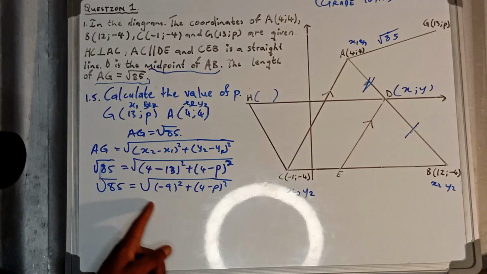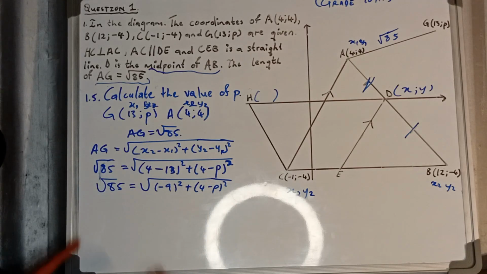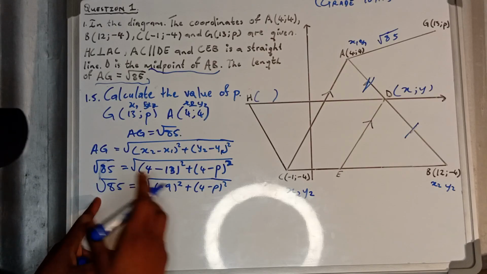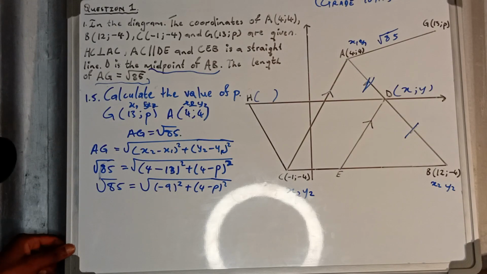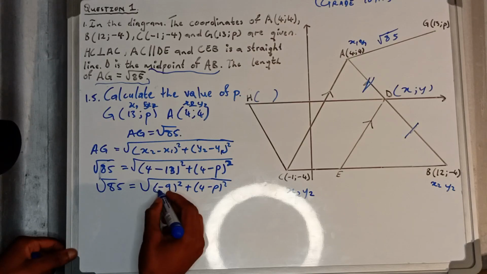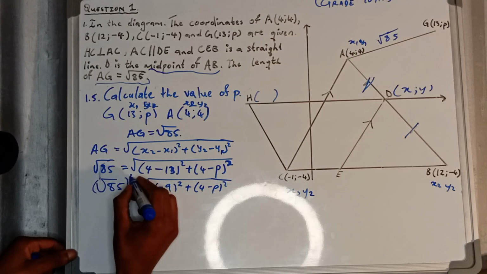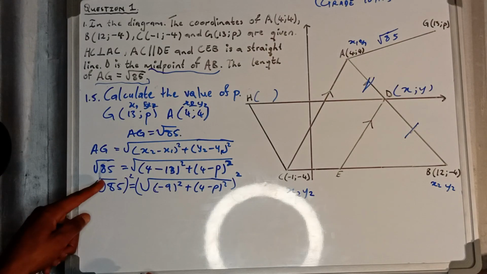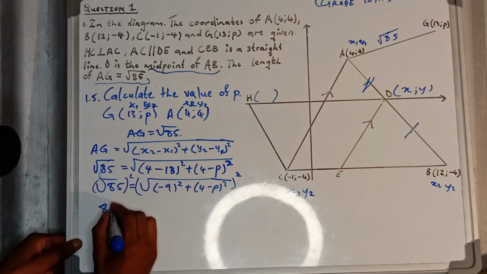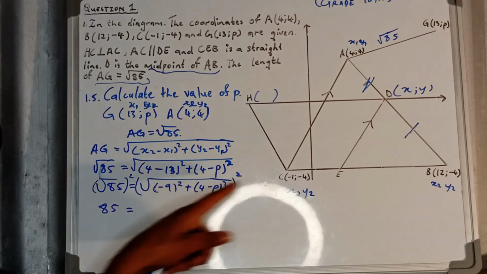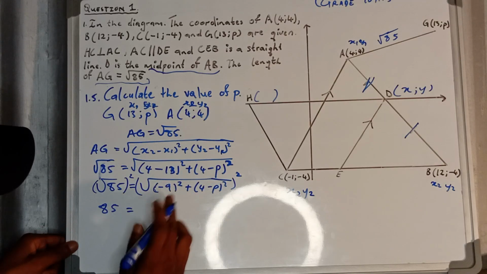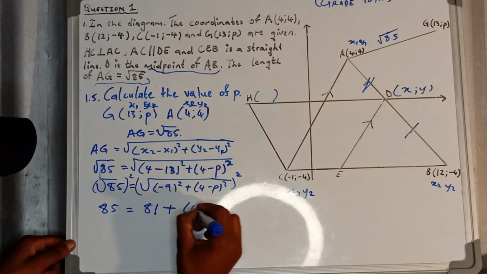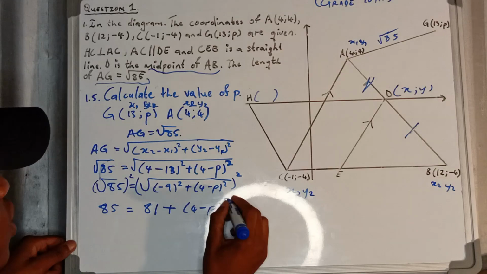Right. Now we are not going to work with these two square roots. What do we do in order to remove the square roots on both sides? You just square both sides. What you do on the left-hand side, you must also do on the right-hand side. That square will cancel the square root. We will be left with 85 equals negative 9 squared, which is 81, plus 4 minus p, all squared.